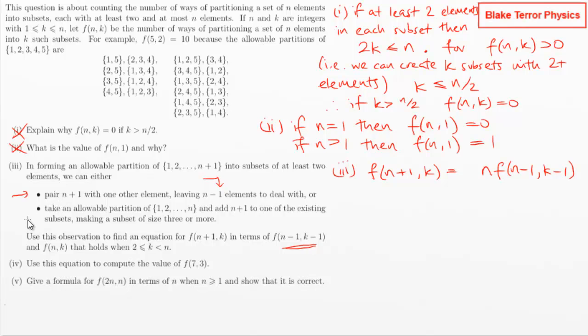Then for the second one, we can take an allowable partition of that. So that's going to be our f(n,k). So we're going to be adding on something to do with f(n,k). And add the n plus 1 to one of the existing subsets, making a subset of size 3 or more, where there are k subsets that we can put the n plus 1 into. So we must have k times that.